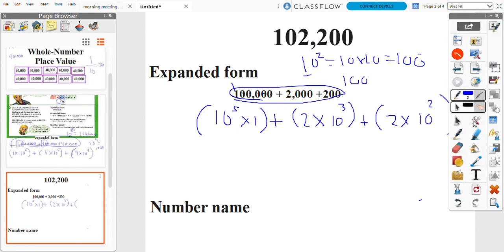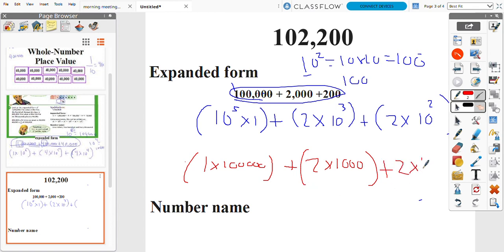There's another way that you could do it though, and I want to show that to you, and I'll do it in red. You have how many hundred thousands? 1. So you could say 1 times 100,000. And I like this way too. So the quantity of 1 times 100,000 plus how many thousands do you have here? 2. 2 times 1,000 plus the quantity of how many hundreds? 2 times 100. All of these expressions will get you the same answer.